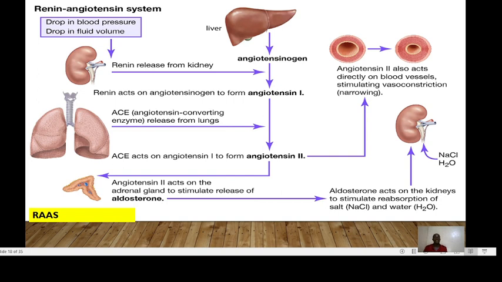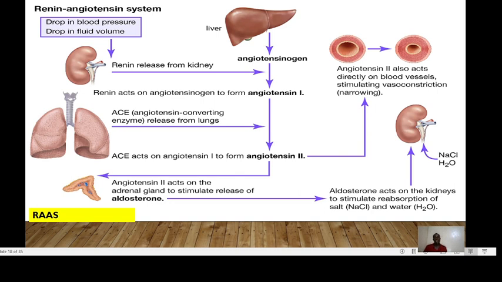So guys, in case we have a drop in fluid volume, either through vomiting or diarrhea, or a drop in blood pressure by hemorrhage, we normally activate the renin-angiotensin system, whereby the kidneys, the juxtaglomerular apparatus, release renin. At the same time, the liver produces angiotensinogen. Remember, the liver will produce more angiotensinogen if you have more glucose in the body, and that's how hyperglycemia could result in hypertension.